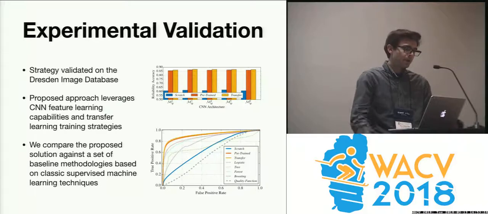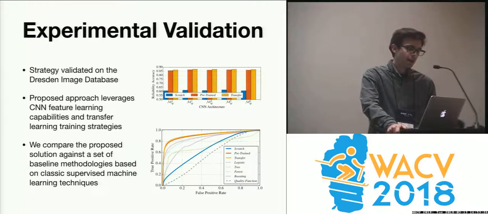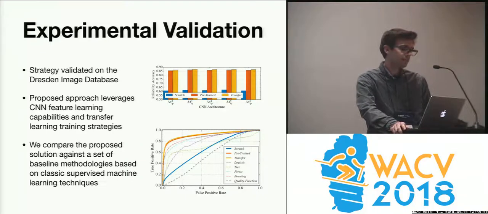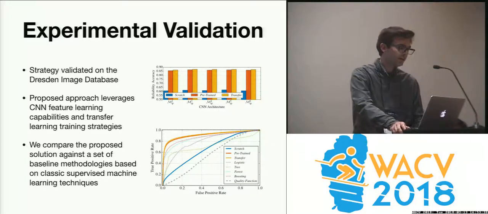To validate our approach, we started testing multiple architectures and different learning strategies, and we validate them on the Dresden Image Database. It's a very well-known forensics dataset, openly available, which contains 18 camera models.